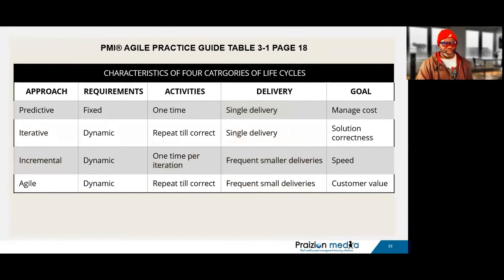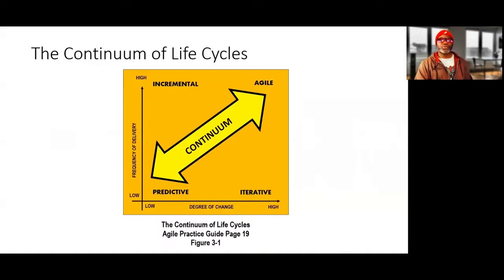So when is it best to use incremental? Best to use incremental when the change is small. The degree of change is low. As you can see on this continuum, we have predictive and incremental having that as a similarity. So predictive has a similarity with incremental in that the change is low. It has a similarity with iterative in that it has a one-time delivery, low frequency of delivery. This is a major thing you need to get from chapter 2.